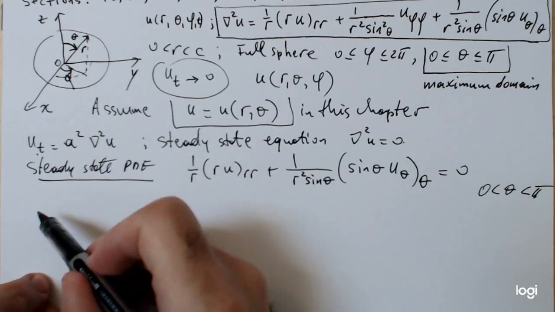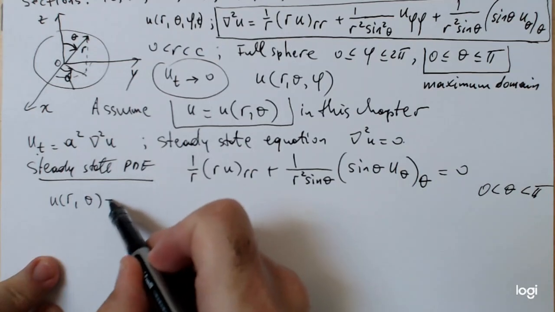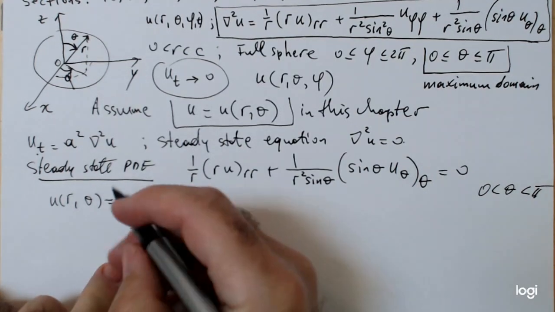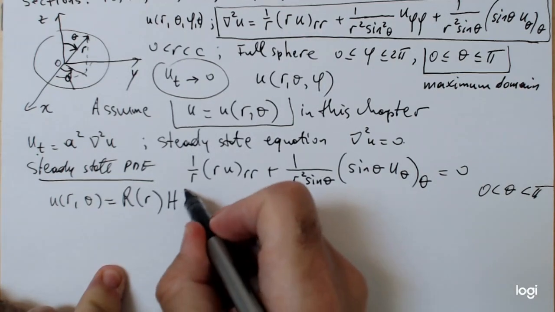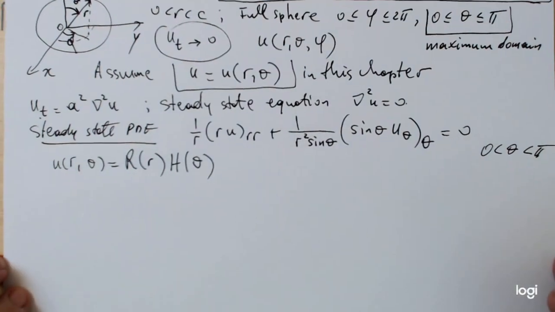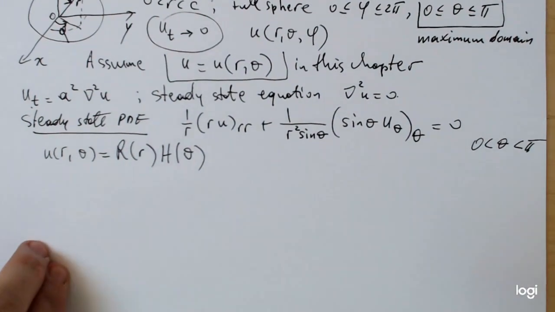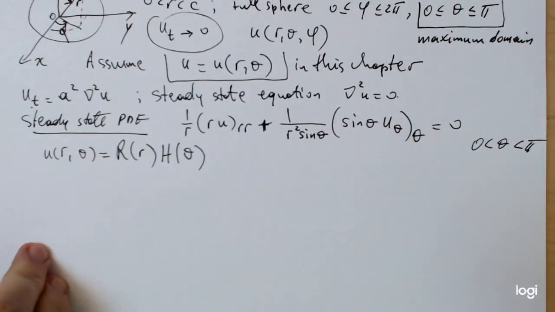So just like before, we're going to assume that the dependent variable is the product of a function in little r and a function in theta. Let's call the function in theta big H, again, to keep ourselves in agreement with the notation in the book as well. All right, so you should maybe try on your own to plug it in and see what you get when you do the separation of variables. So maybe you can pause the video and then check to see if you get the same thing.